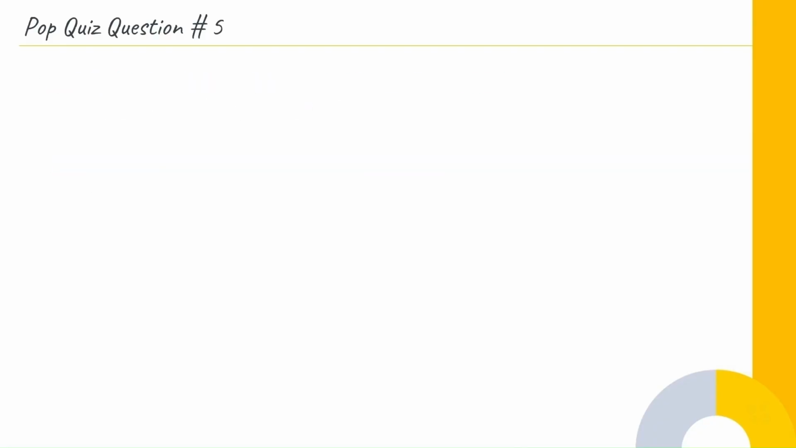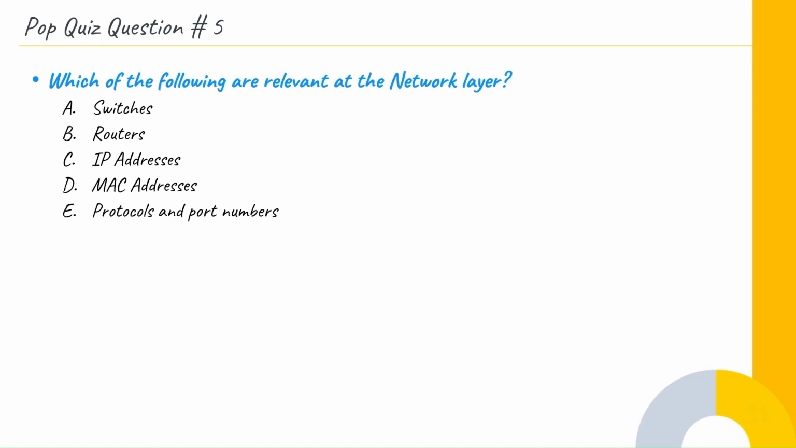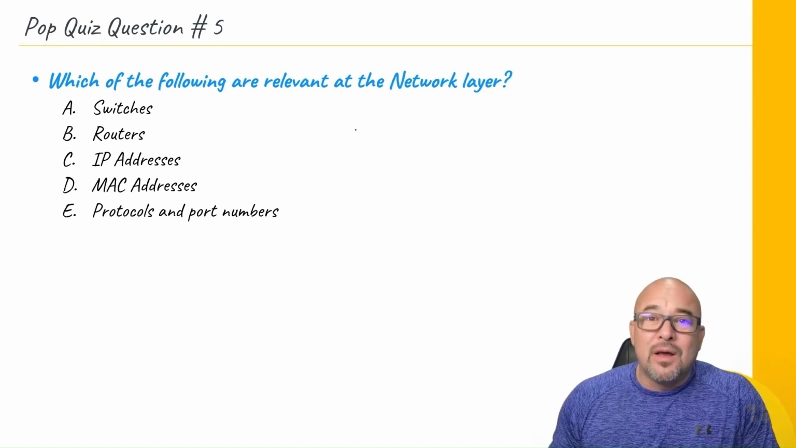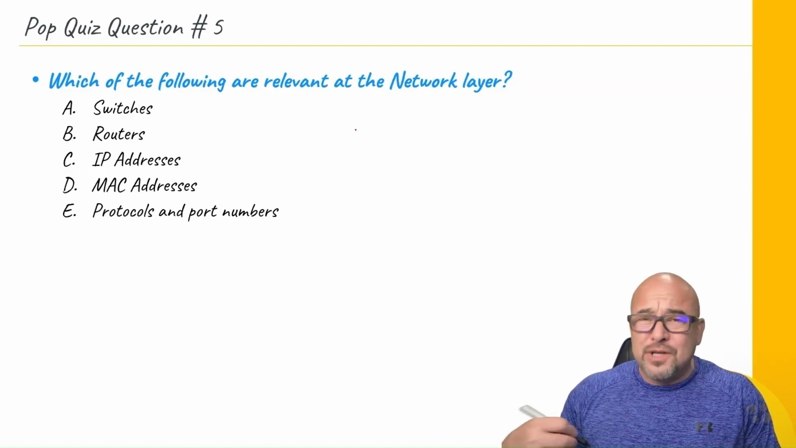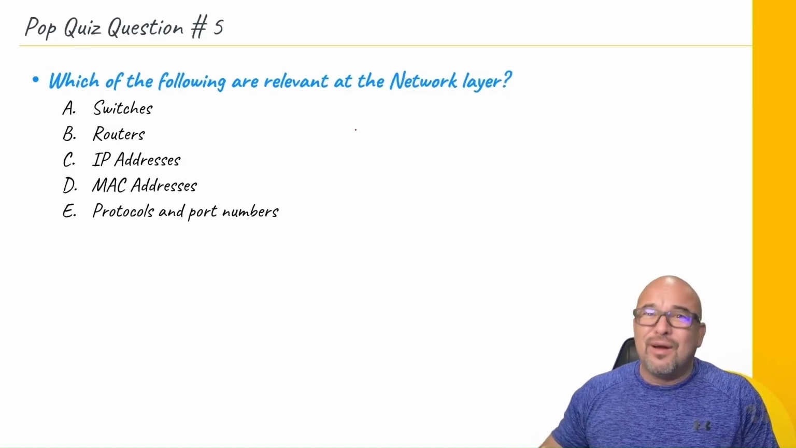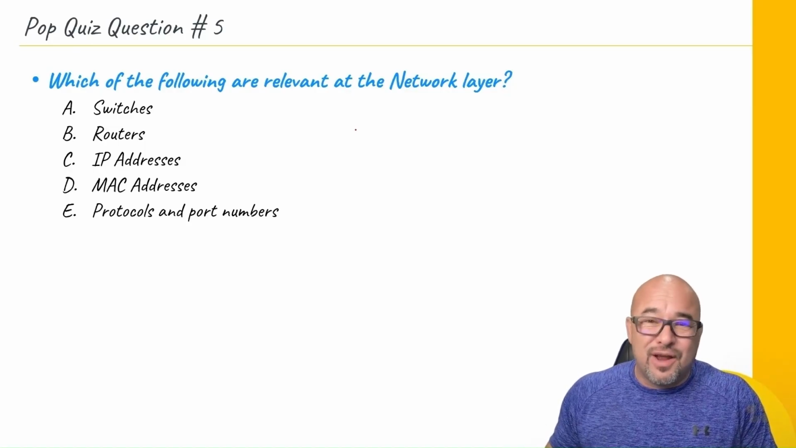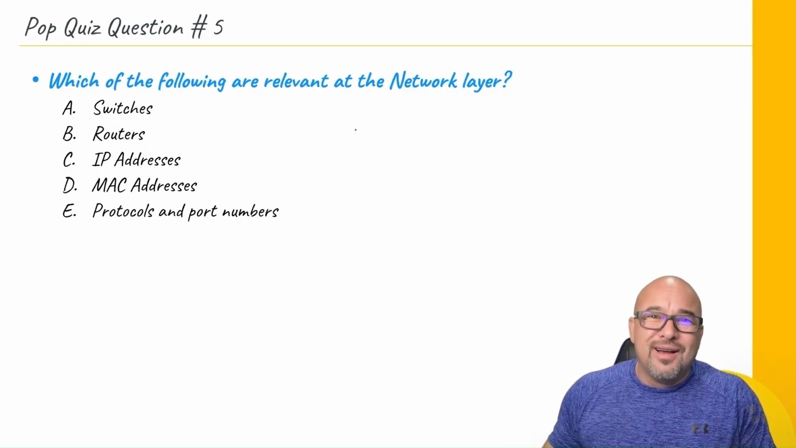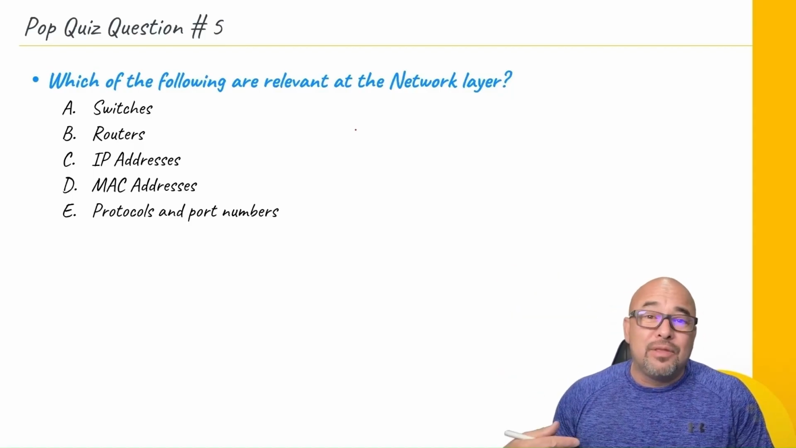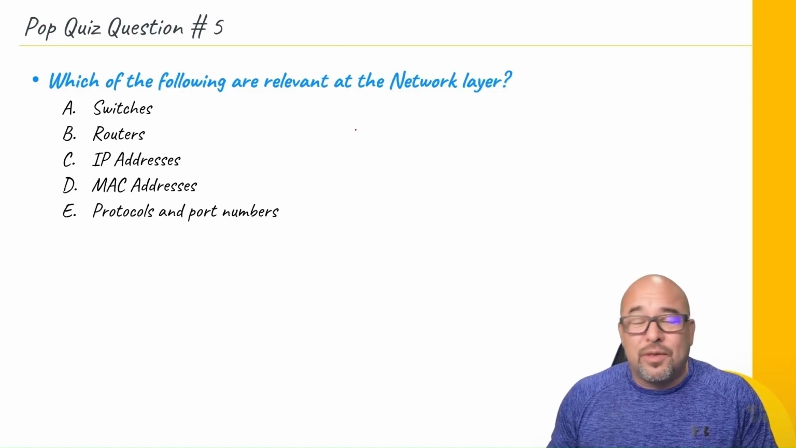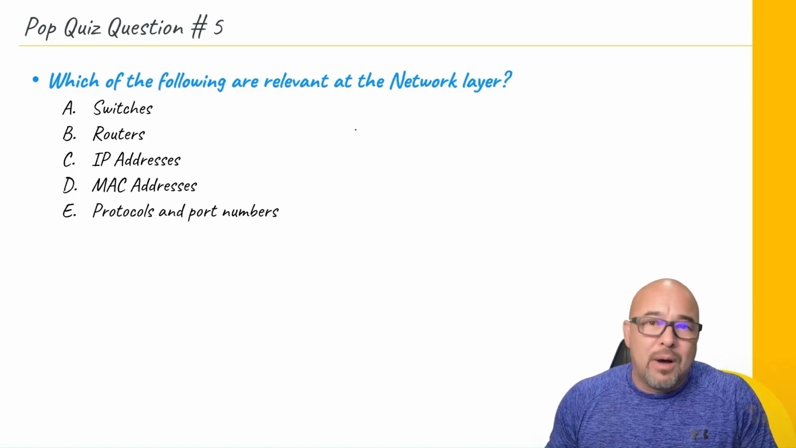All right, pop quiz question number 5. Which of the following are relevant at the network layer? Remember, this is where we discussed the various network layers. Start with the OSI model: presentation layer, data link layer, network layer, transport layer, session layer. You go up the stack and so forth, and the application layer. But there are other simpler models. We used what we call the TCP/IP model there.